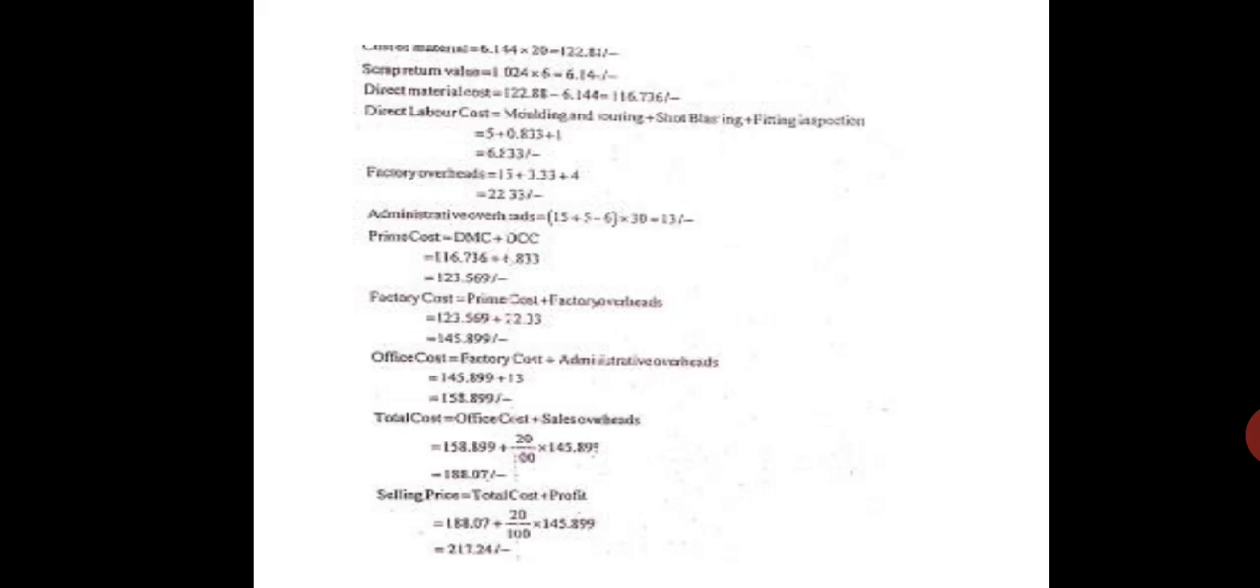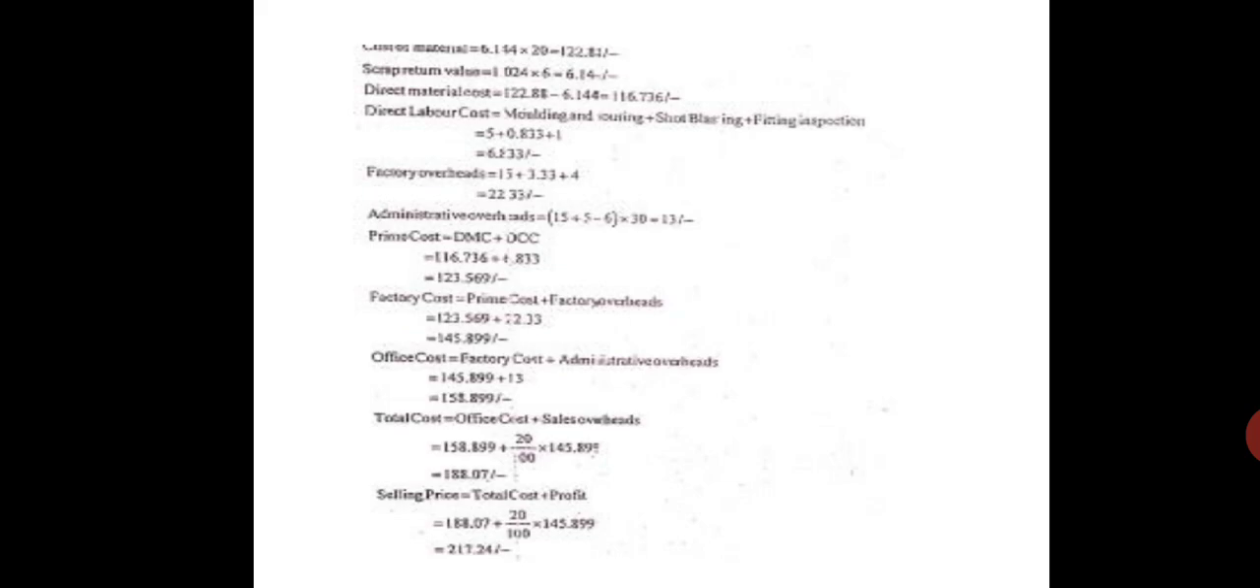So molding 15 rupees per piece, shot blasting 3.33 rupees per piece, fettling is 4 rupees per piece. These are the factory overheads, or shop overheads, all put together, and when you total up 15 plus 3.33 plus 4, you get 22.33 rupees. This is the first overhead, that is the factory overhead.